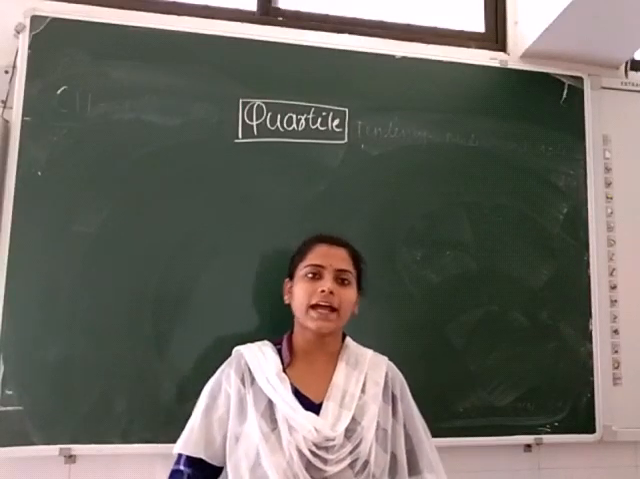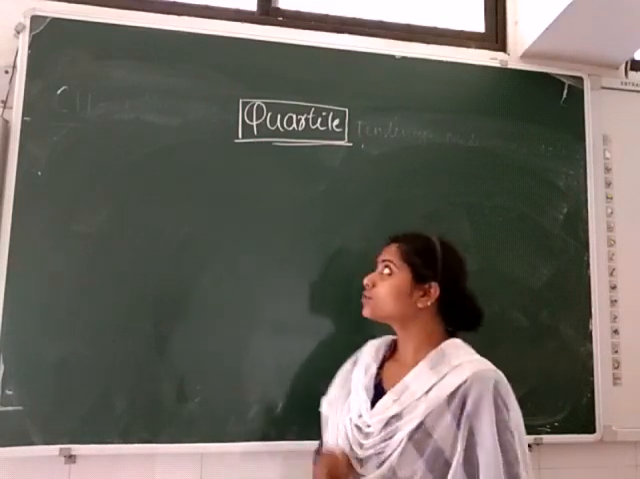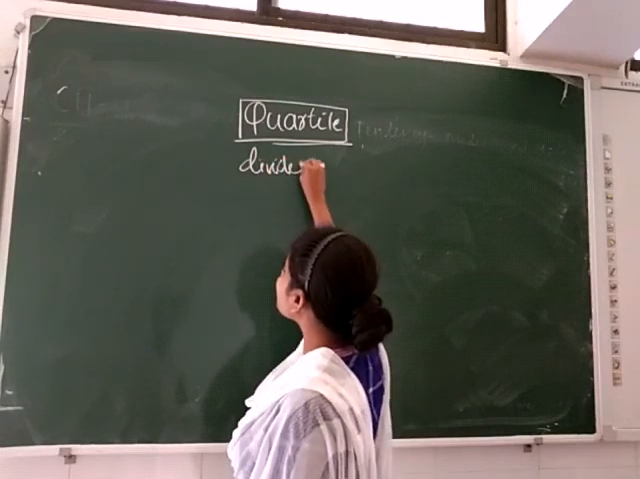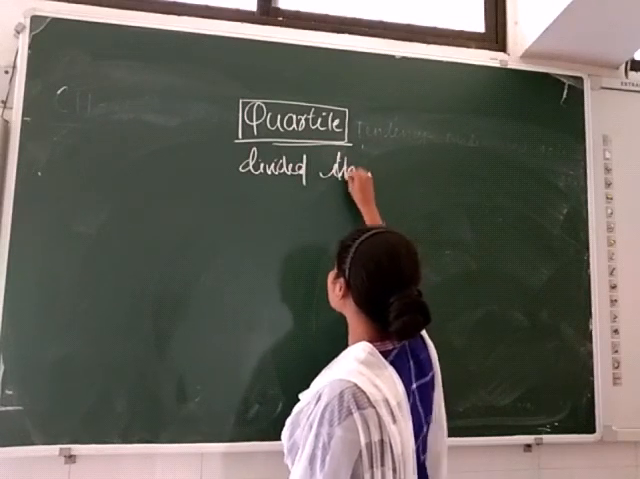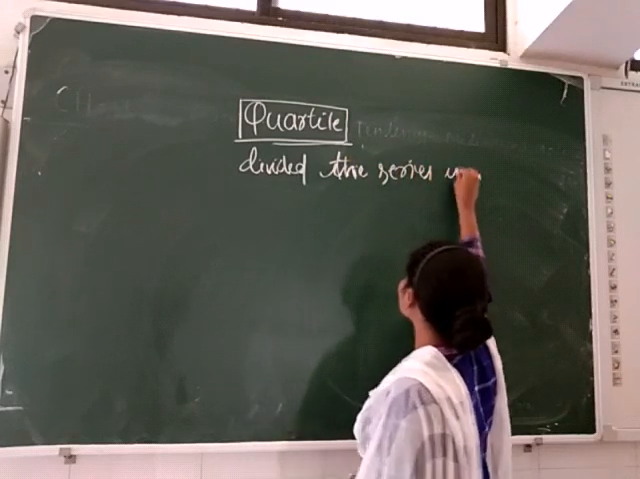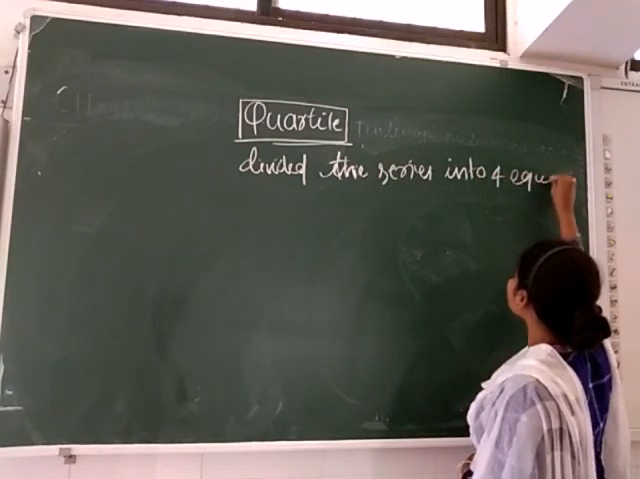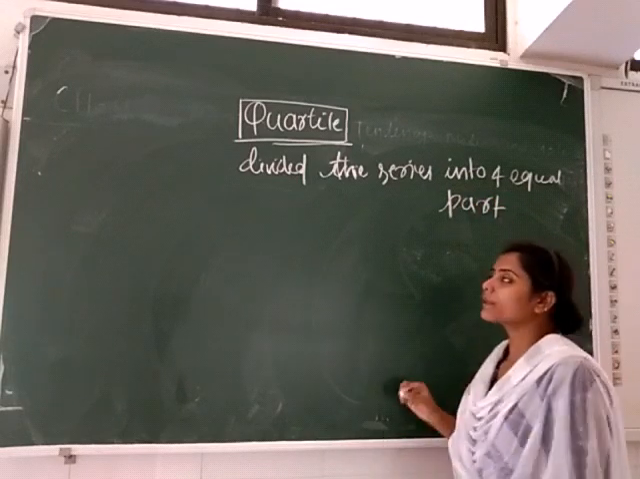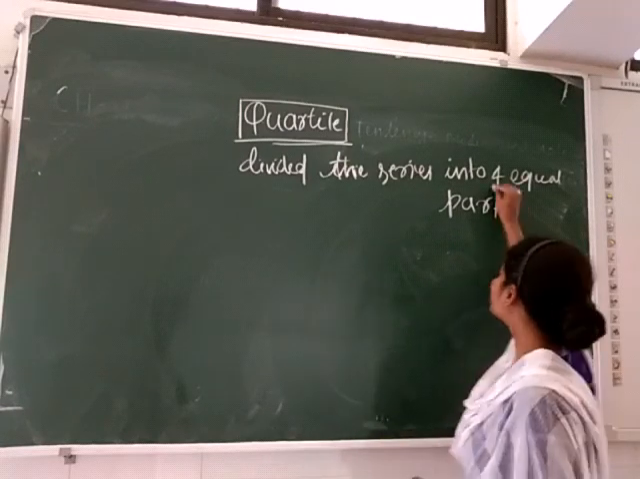Discuss a new topic, and the topic name is quartile. Let's start our class. So quartile is basically divided the series into 4 equal parts. So quartile means it's divided the observation into 4 equal parts.